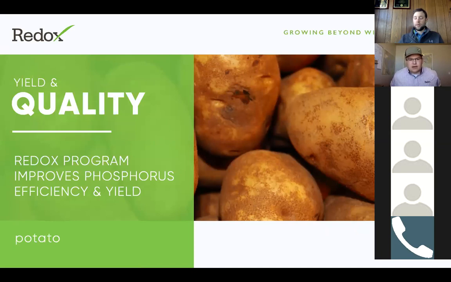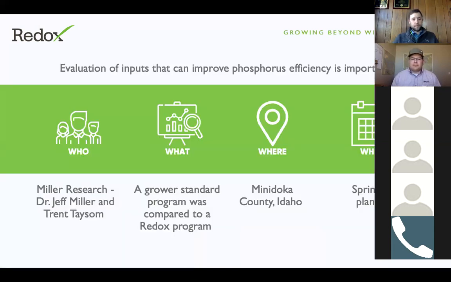Thanks, Danny. Moving right along with that, sharing a couple results we have with you guys about phosphorus efficiency on some other crops. The first one we did here was potatoes. We did this with Miller Research, Jeff Miller in Southern Idaho, and we compared a grower standard program to a Redox program.